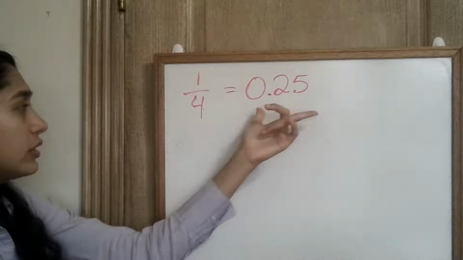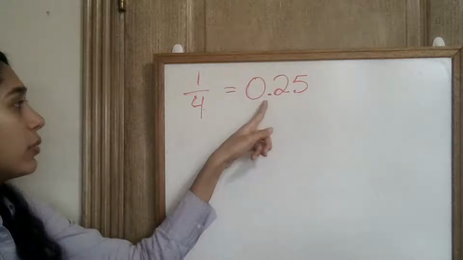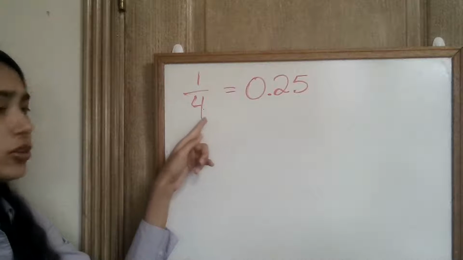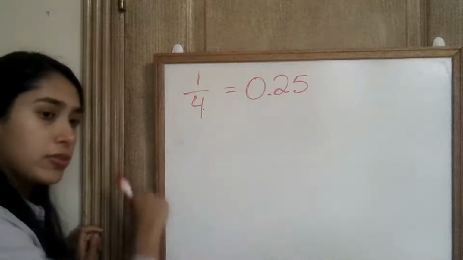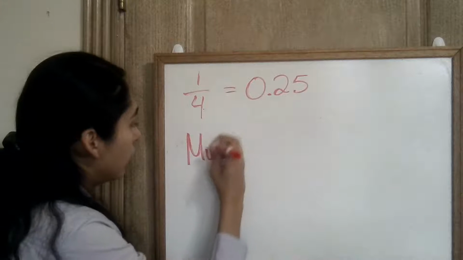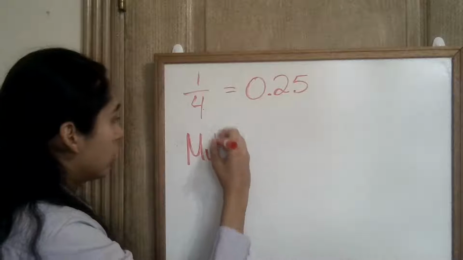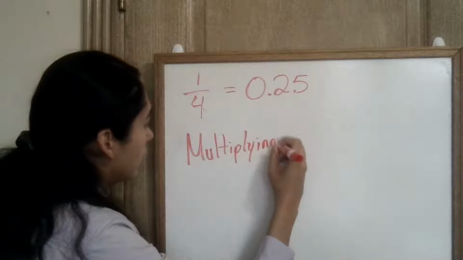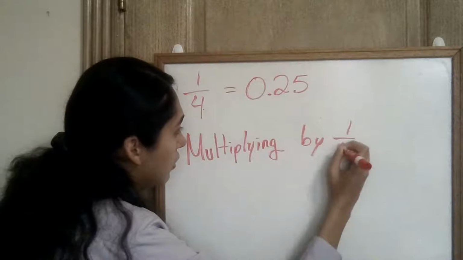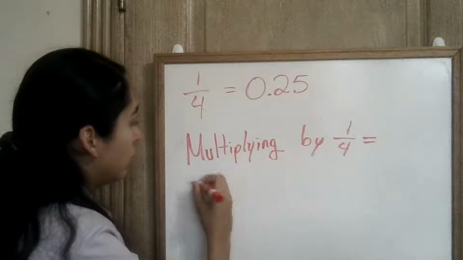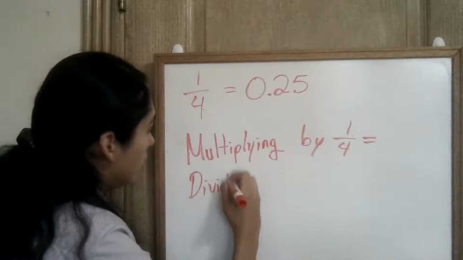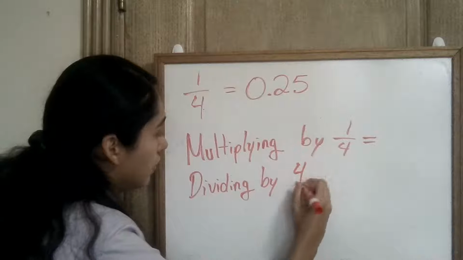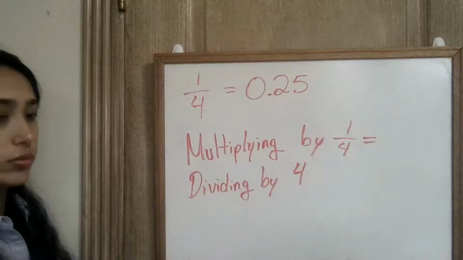So instead of multiplying by 0.25, you could just divide by 4. You're like, divide by 4? Don't you mean multiply by 1/4? Well, if you remember from our previous lesson, and the reverse is also true.